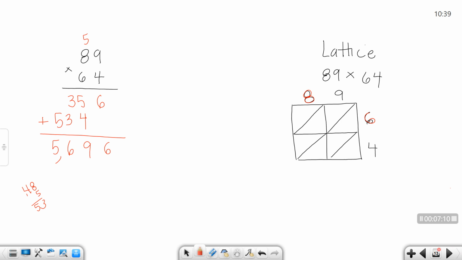I have an 8 and a 6, and that's going to go in this blank right here, which would be a 48. Okay, a 9 and a 6 would go in this blank, and that's a 54. 9 times 6 is 54. Okay, so I'm done with the 6. I used it up. Now let's go with the 4. 8 times 4 is 32, and 9 times 4 is 36.